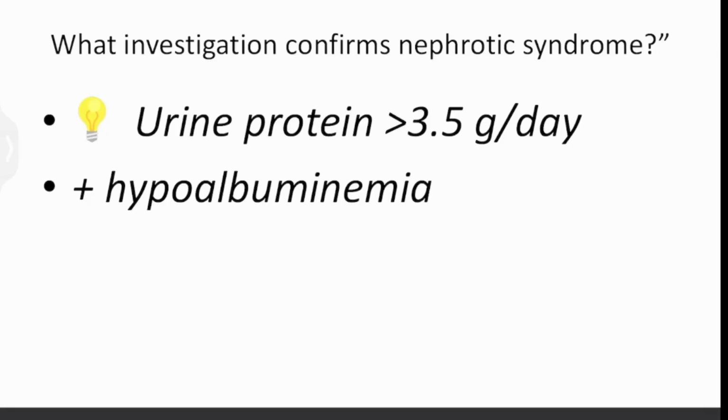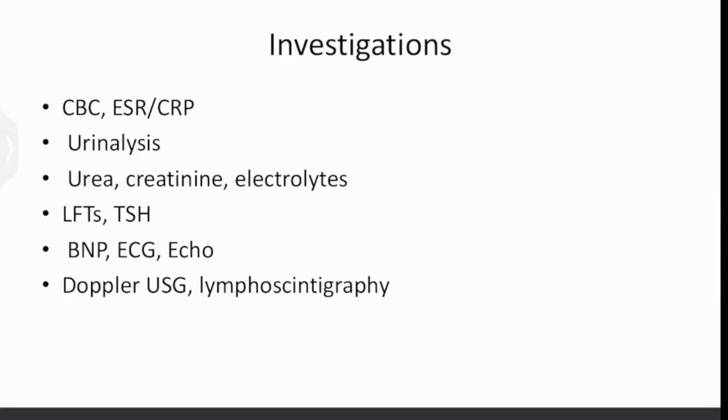And what investigation confirms nephrotic syndrome? Urine protein more than 3.5 grams per day. Of course, there will be hypoalbuminemia and sometimes hypercholesterolemia can also occur along with it. So the various investigations that should be done are the complete blood count, ESR, CRP, urine analysis, blood urea, creatinine, electrolytes, LFT, TSH, ECG, echo, and a Doppler study, and if we are suspecting lymphedema, think about lymphoscintigraphy, etc.